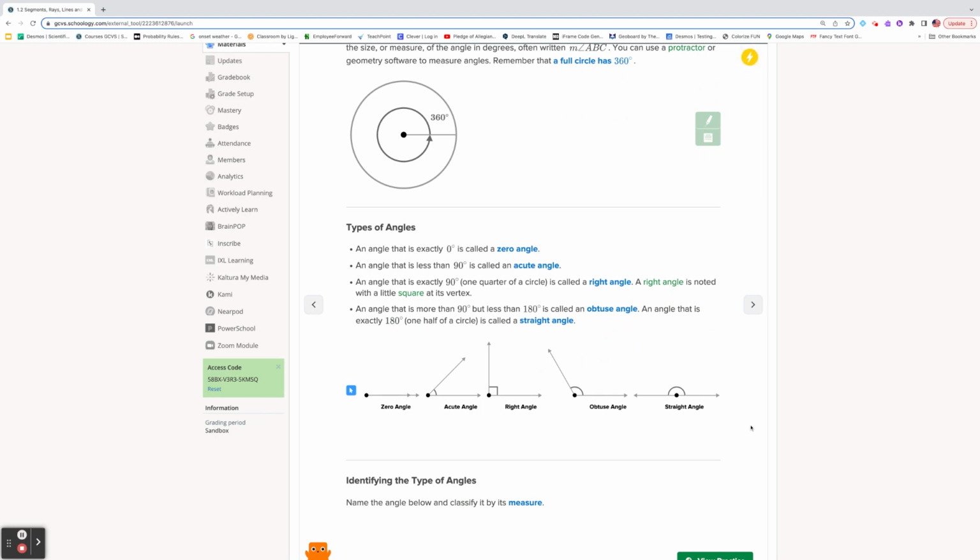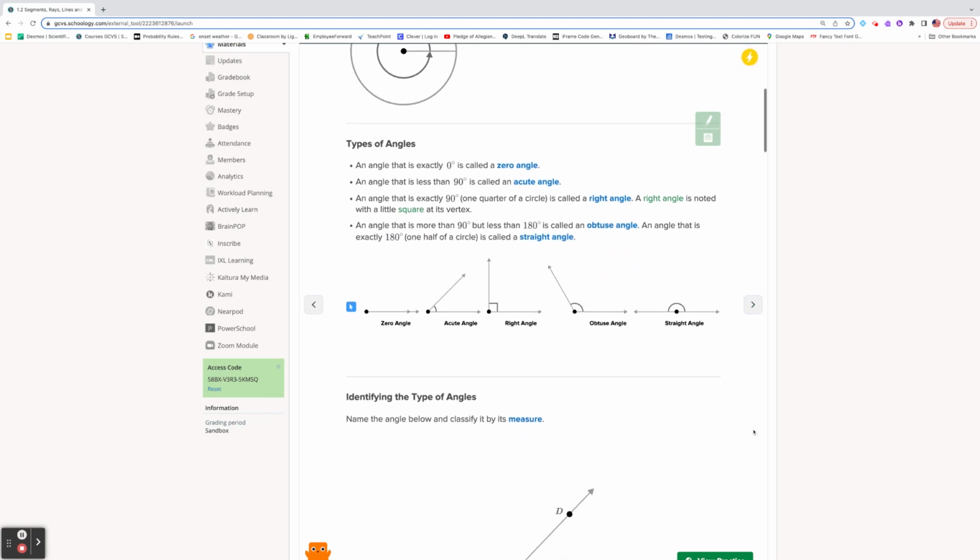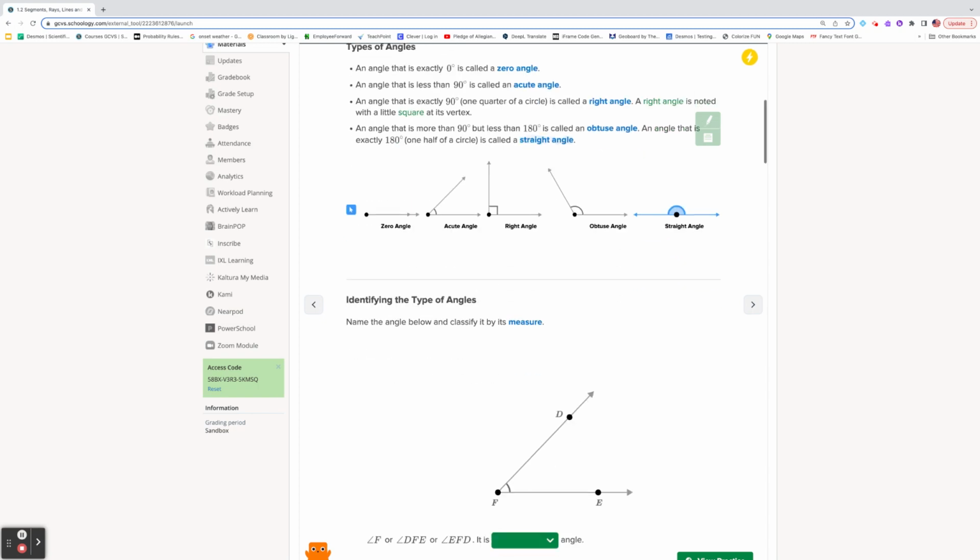Now we have different names for angles, and the different names are here. If I hover over a zero angle, it has 0 degrees. An acute angle is less than 90. A right angle is exactly 90 degrees. We have an obtuse angle, more than 90, but less than 180. And we have a straight angle, exactly 180 degrees, straight across.